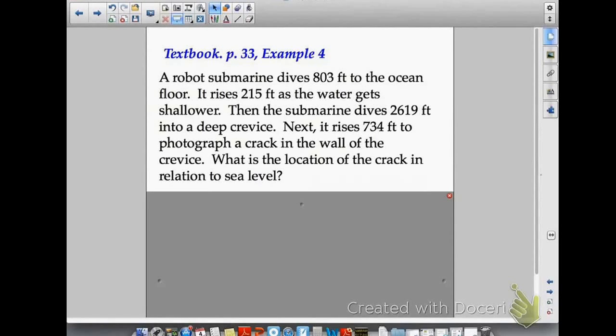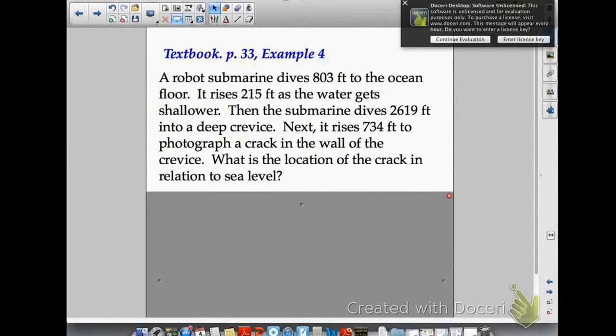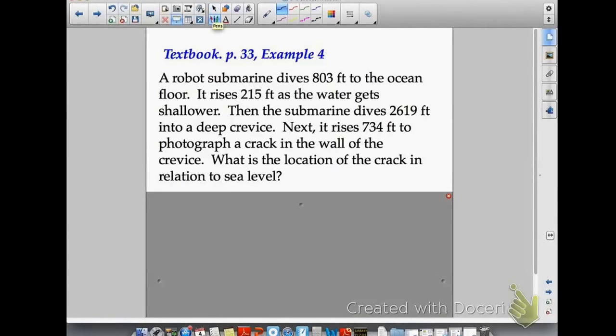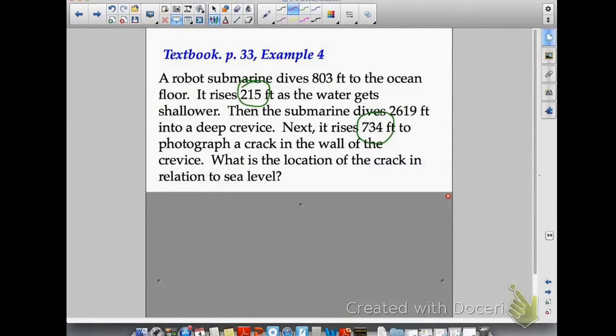Right, so it's going up and down a lot, correct? Okay. Henry, can you tell me which ones would be positive and which ones would be negative? Because I think that's an important thing to know, correct? Okay. When it rises 734 feet, it's positive, then the others are negative. Okay. So I'm going to circle. Which one's positive? 215 is positive, and 734 is positive. And what's negative?